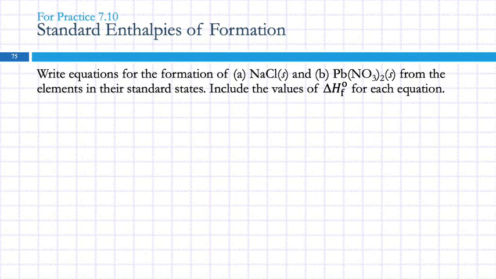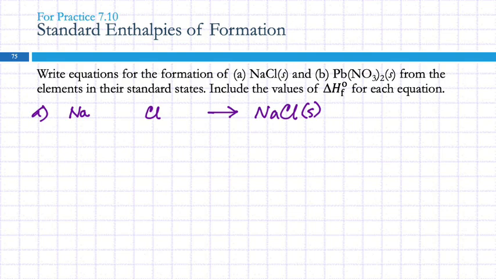So write equations for the formation of sodium chloride and lead 2 nitrate from the elements in their standard states. Include the values of delta HF for each equation. Well, let's do the first one first. This is going to be our product, so I'm going to write that at the end. NaCl as a solid. So then we identify what elements are in the compound. Well, there's sodium and there's chlorine, right? Now let's just guess and check in the table.